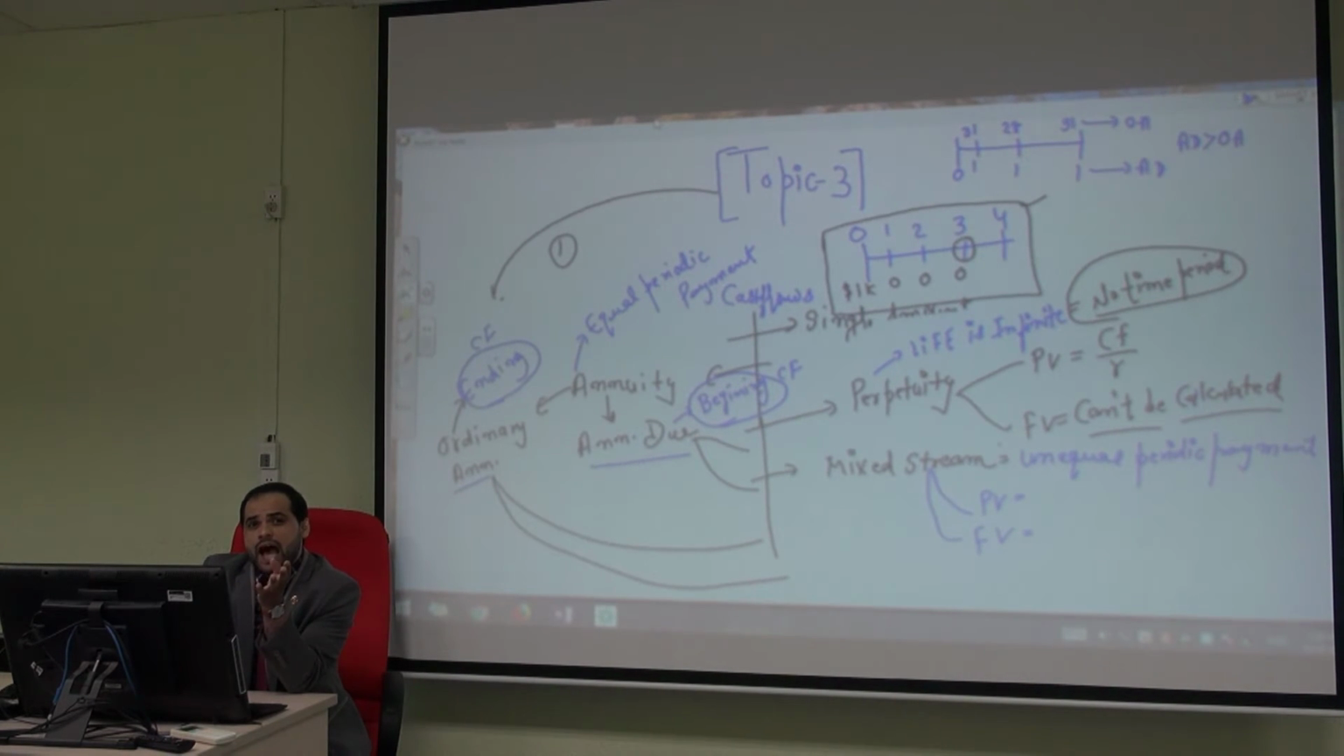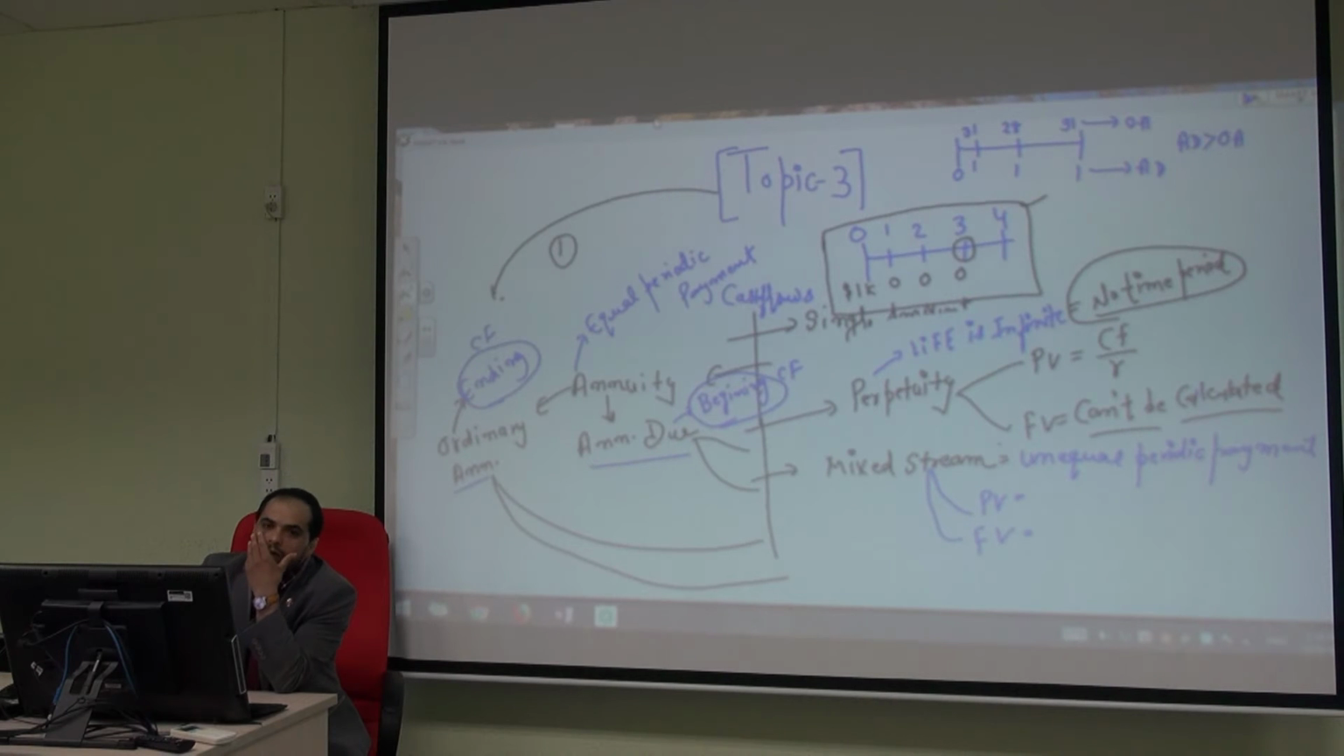The same thing happens in future value. Let's say you invested 100 in the first year, 200 in the second year, and 300 in the third year. You calculate the future value of the first year, the future value of the second year cash flows, and the future value of the third year cash flows. Then you add them all up. Whatever number you get is considered your total future value of your mixed stream cash flows. So that's all about your cash flows.